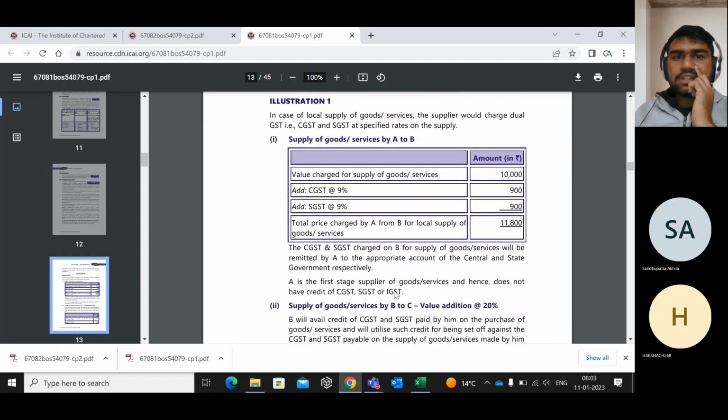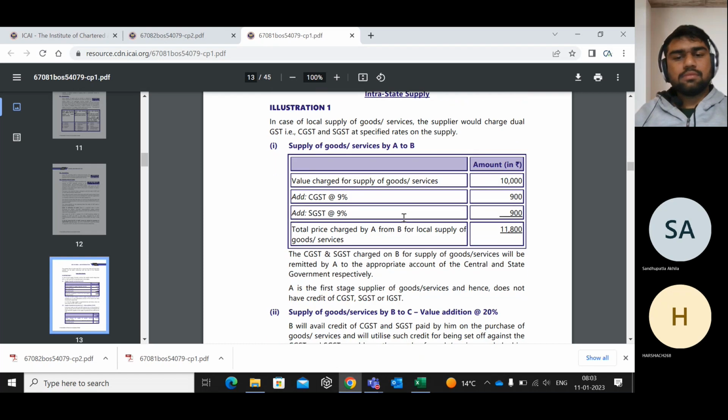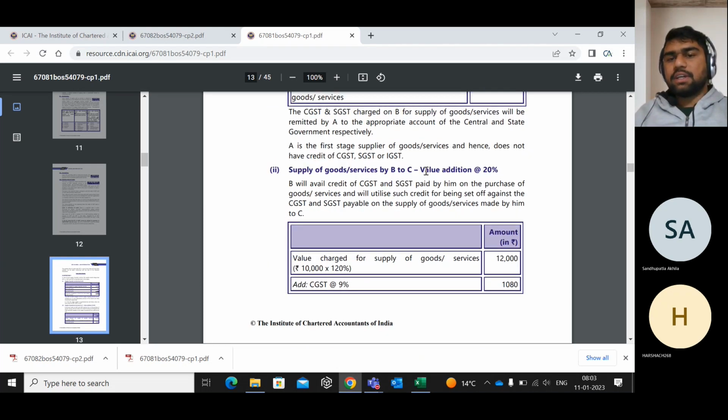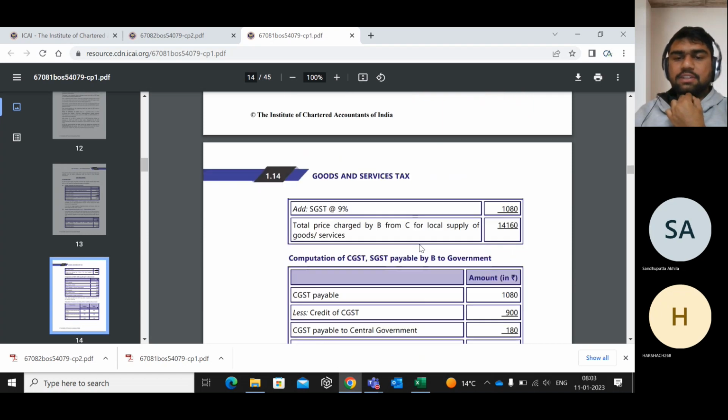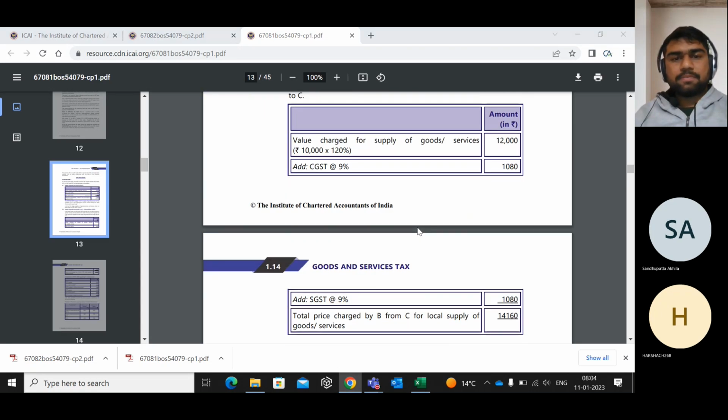Now this is one illustration. In case of intrastate supply, both CGST and SGST can be levied here. You can go through that. This is the value added tax which I have explained yesterday. GST will be levied only on value addition, hence it is called value added tax. This is how the liability will be discharged.